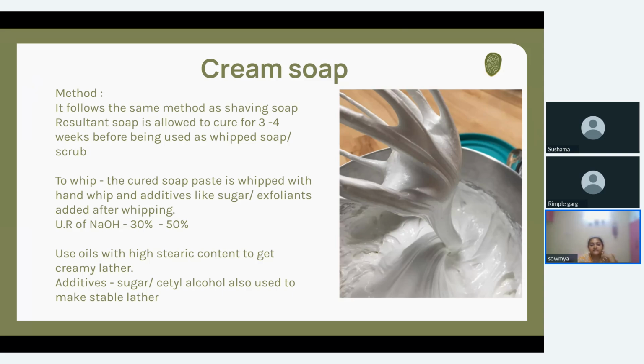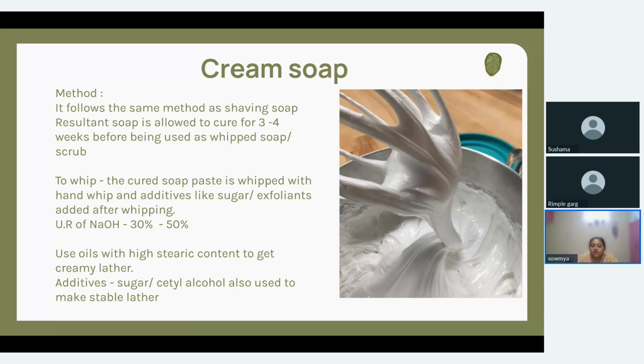So then for cream soap, how you will do it is the same method. You will do the same method as for belly soap only. The only thing is, after making the soap, you will allow it to rest for like 3 to 4 weeks, or even up to 2 months you can wait. And then you will whip it, using a whipper. This is the whipper attachment. You will whip your soap, and your soap will look something like this.